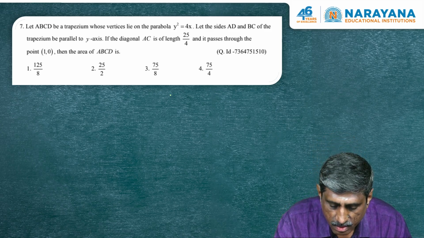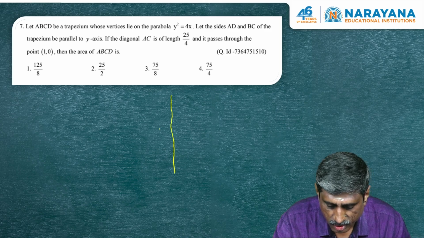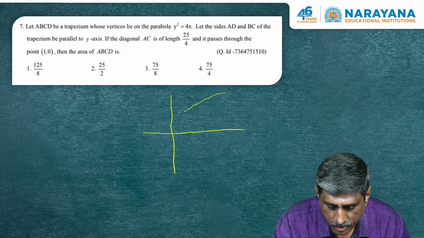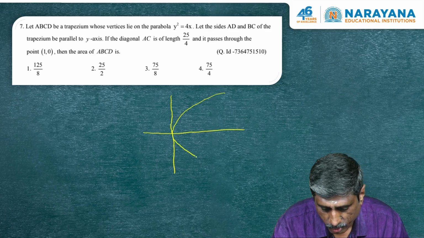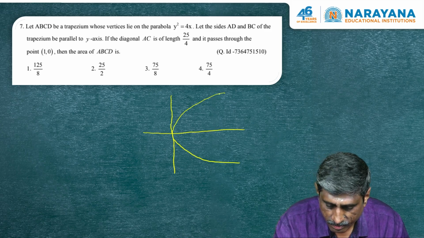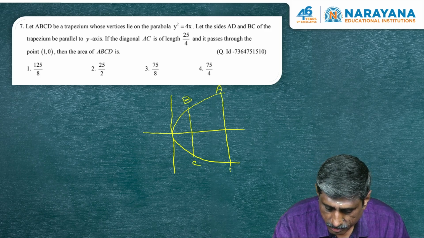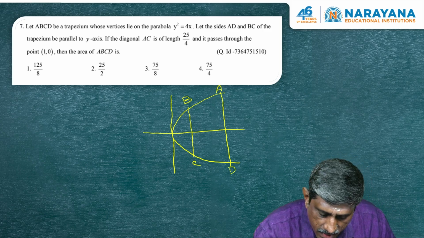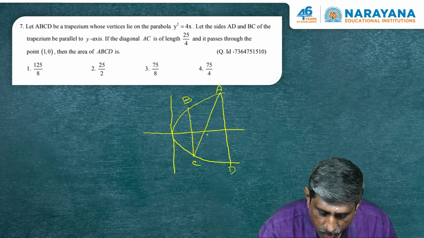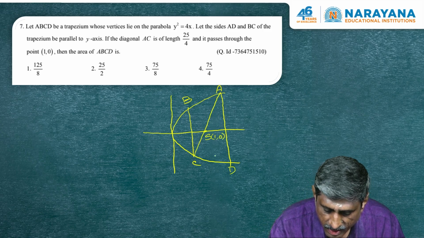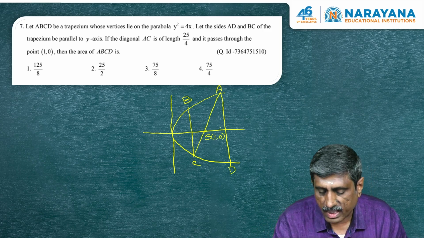So let us just draw a diagram approximately so that we understand it easily. We have the parabola y² = 4x like this, and ABCD is the trapezium. So this is ABCD, and AC passes through the point (1, 0), which is the focus S, and BD is going to be another focal chord.